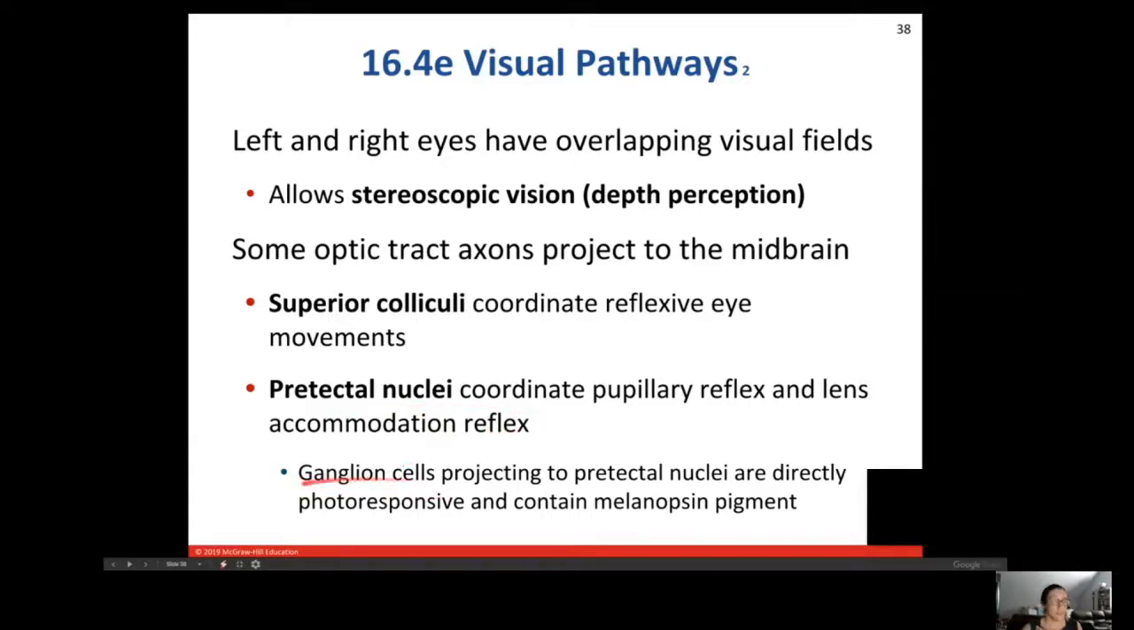The other thing is that the ganglion cells are also photoresponsive, and they have their own pigments. And these also send information to the pretectal nuclei. And remember that the amount of light that you see, and the amount of blue light especially, can affect your circadian rhythms too. So that's going to have some effect there too.